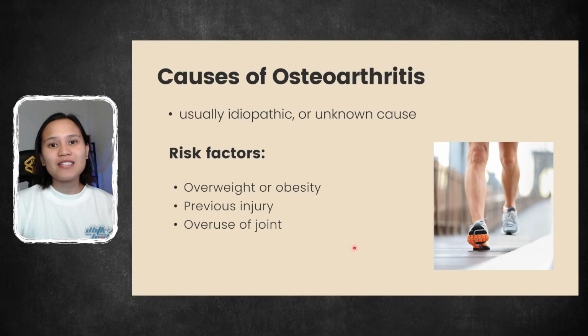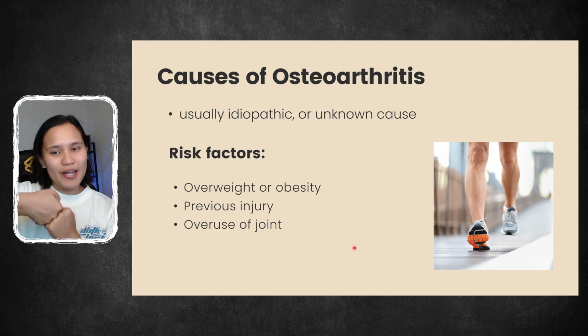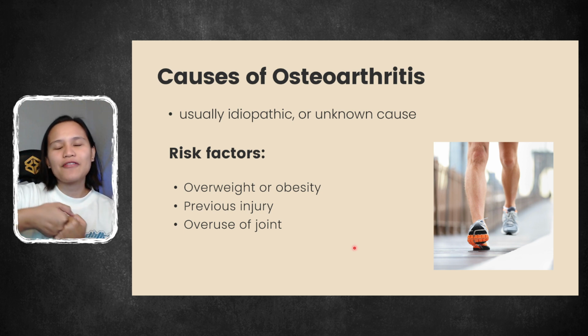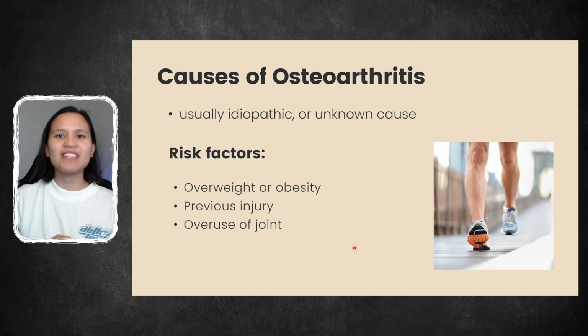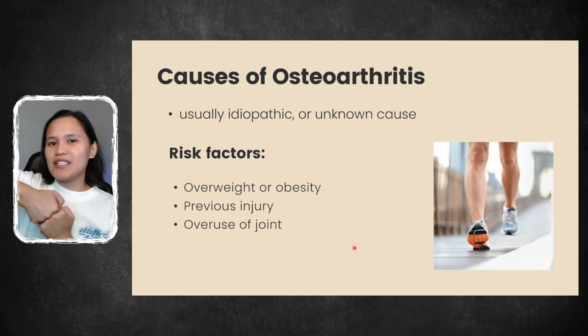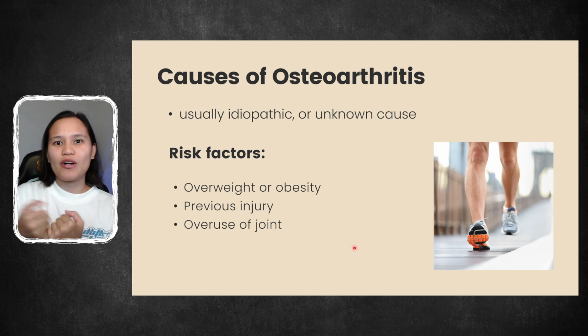Now, we discussed earlier the structure of the joint and how the articular cartilage also helps support shock absorption. If you try to imagine a weight-bearing joint, such as your knee, and then you have an increased body weight, it puts your knee joint under greater pressure. Therefore, it could lead to osteoarthritis.